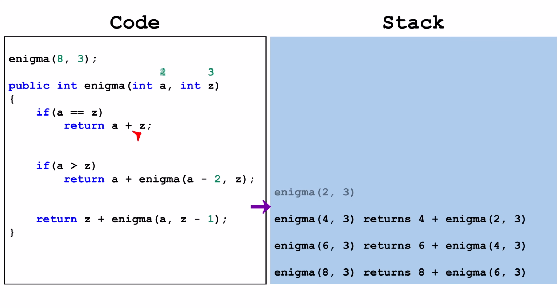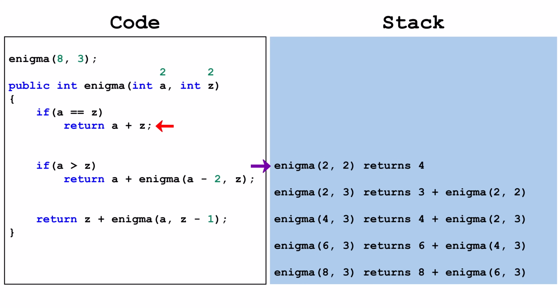Enigma 2, 3 is pushed onto the stack. A equals z is false, so we continue on. A greater than z is also false, so we continue on. This frame will return 3 plus whatever is returned by enigma 2, 2. Enigma 2, 2 is pushed onto the stack. A equals z is true. We've reached a base case and return 4.